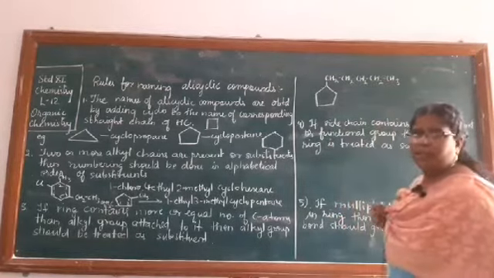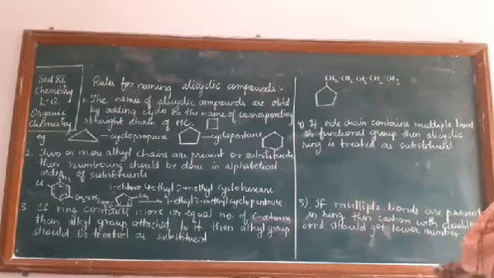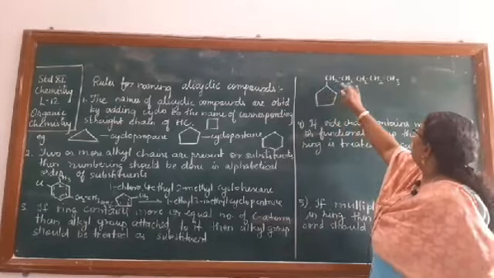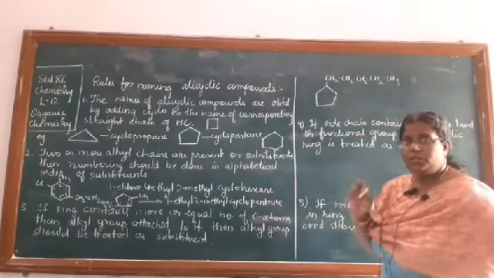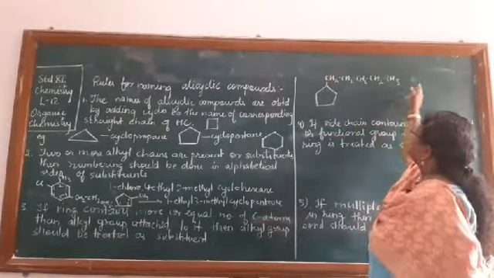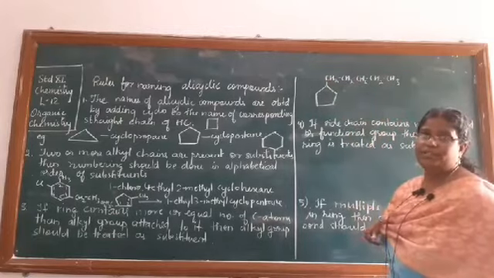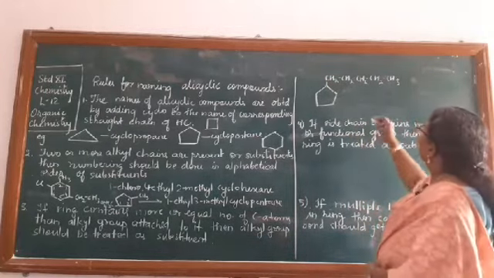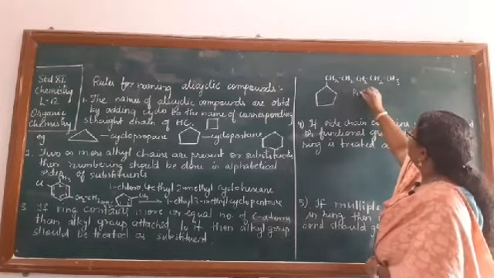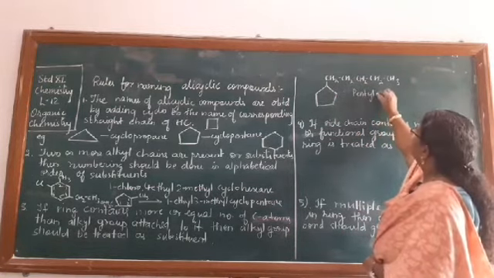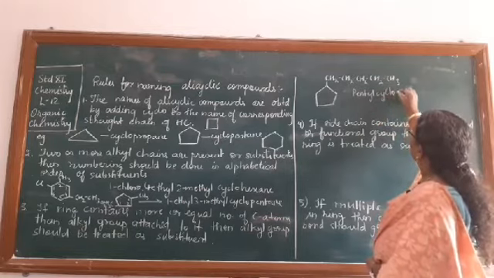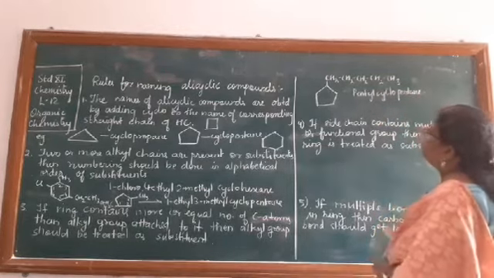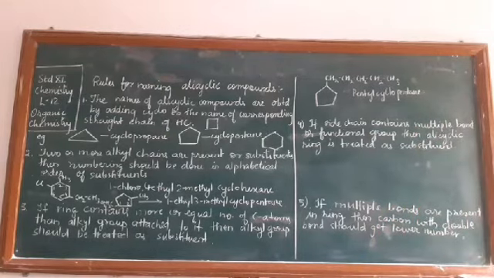अब कैसे नेमिंग करेंगे इसको? If this kind of thing is there, you are having the same number of carbon in the ring and also in the chain. So in that case ये जो alkyl chain है इसको हमें substituent consider करना चाहिए. ठीक है, तो जैसे यहाँ पे इसको हो जाएगा pentyl cyclopentane, pentyl cyclopentane. ठीक है.